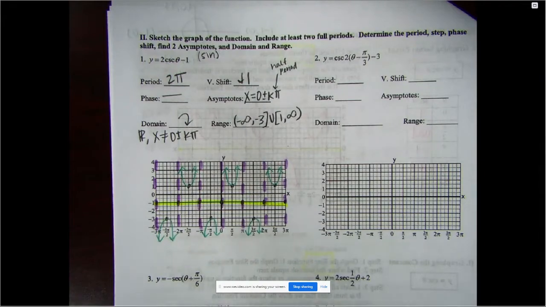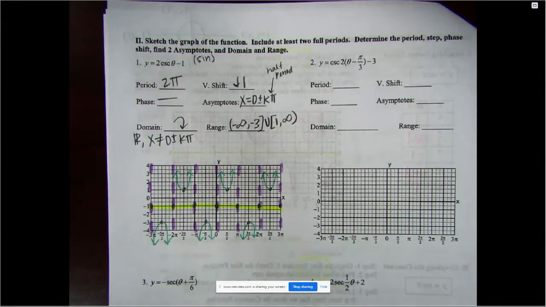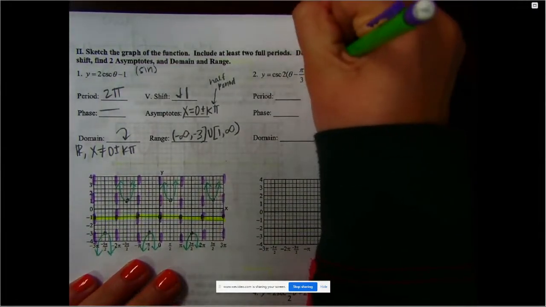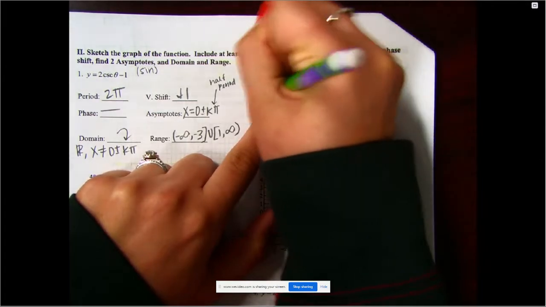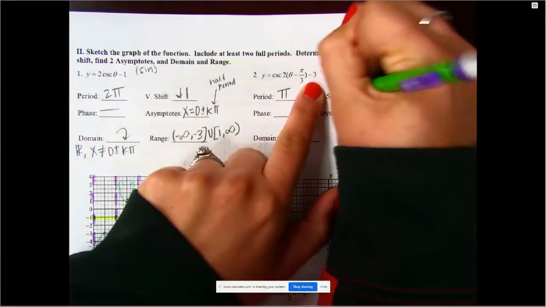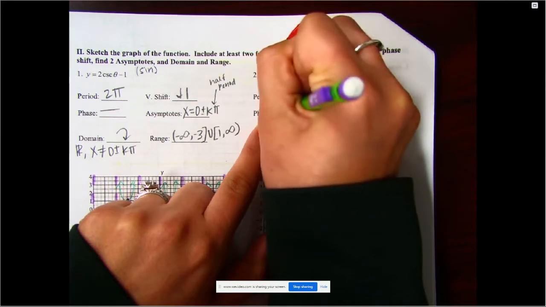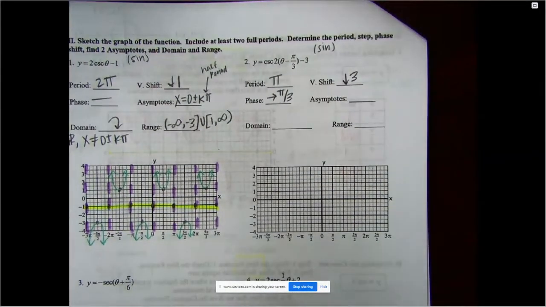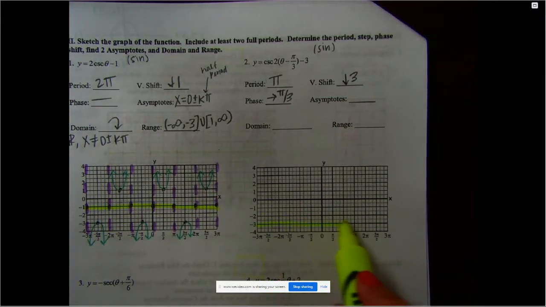Okay, let's do another one. Number 2. This one's a fun one. Still cosecant, so we're still graphing sine. The period, 2 pi over 2, simplifies to pi. We're going down 3, and the phase shift is pi over 3 to the right, and we'll do this after. So if I'm going to graph sine, we'll start down the sinusoidal, down 3.